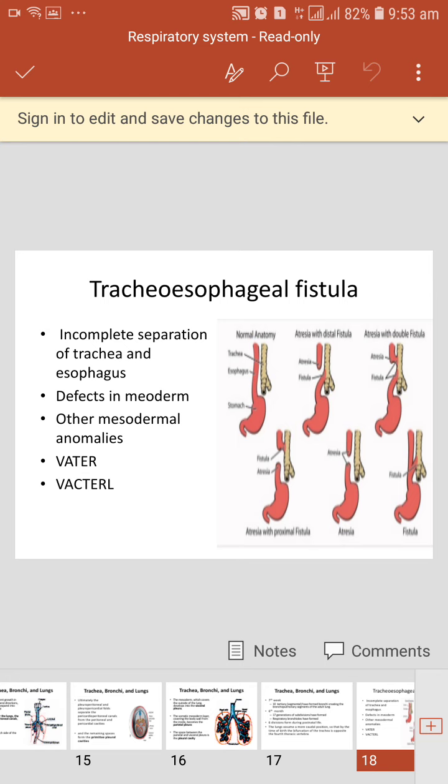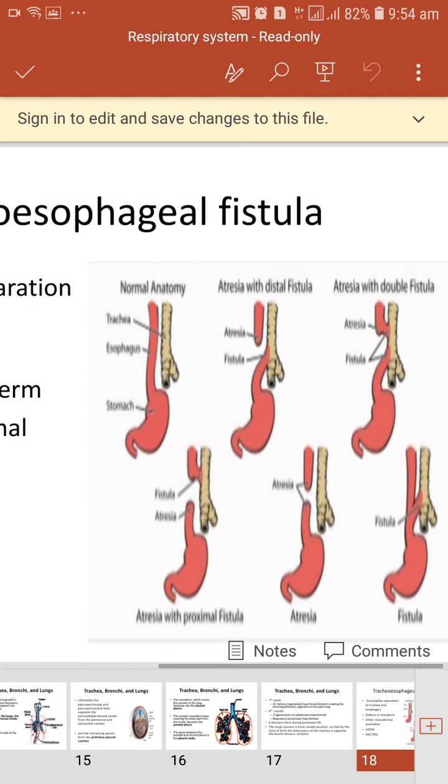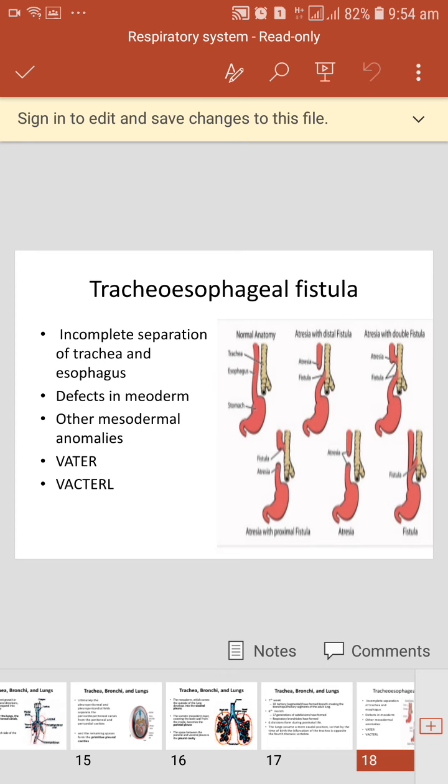In these diagrams, in the first diagram you can see the normal anatomy, where there is separation of the foregut into the trachea and the esophagus. But when there is a failure of fusion of the septum, then there is atresia with a distal fistula in some cases, or atresia with a double fistula, or atresia with a proximal fistula. In some cases, stenosis also occurs. These are some abnormalities related to the tracheoesophageal fistula.